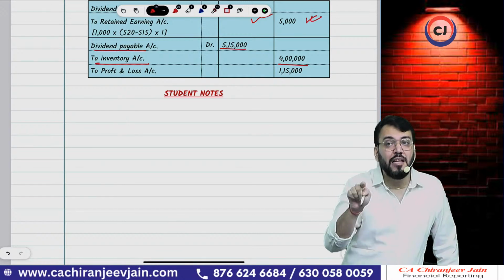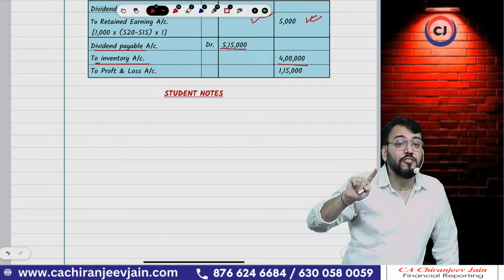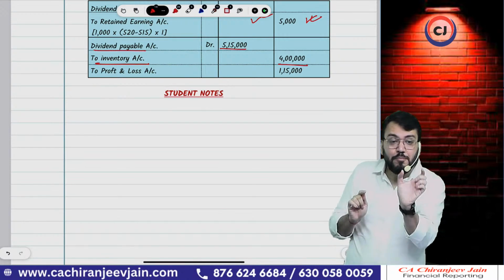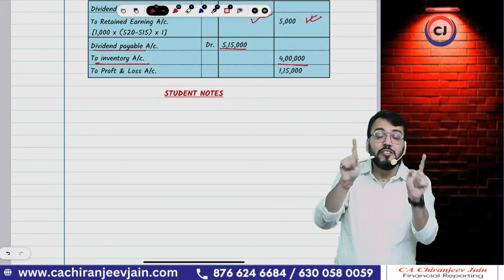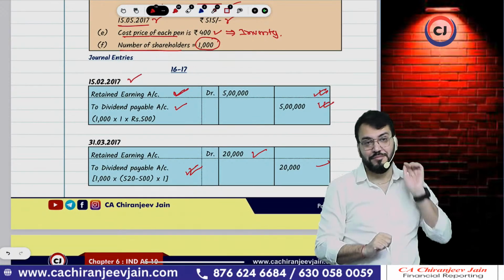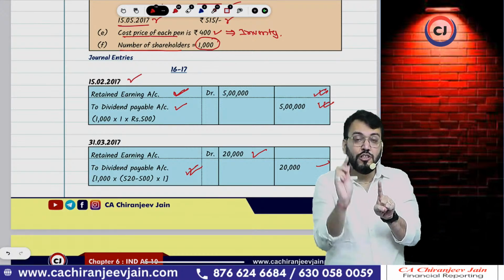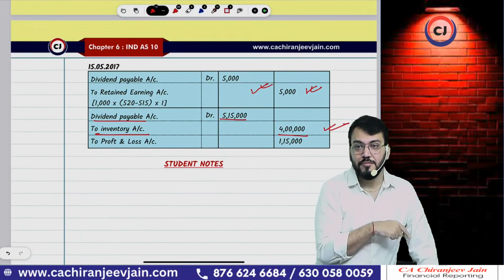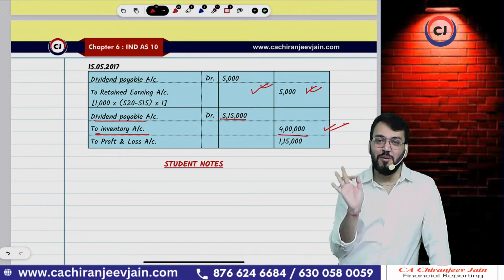When you say transfer to PL, it means it becomes income and expense. When you transfer to retained earnings, it means it is not an income or expense. PL means SOPL, which means income and expense. Dividend is not an expense, and therefore we have debited our retained earnings. Are you able to understand? You need to understand whether this difference will be transferred to PL or retained earnings, because it is written.